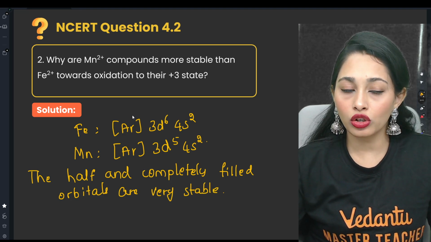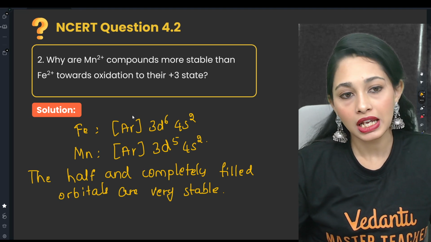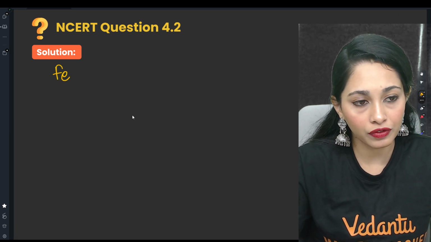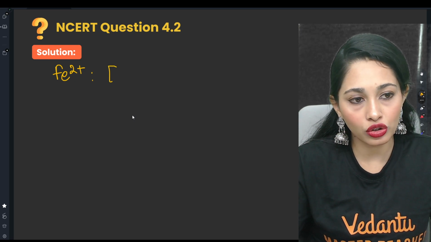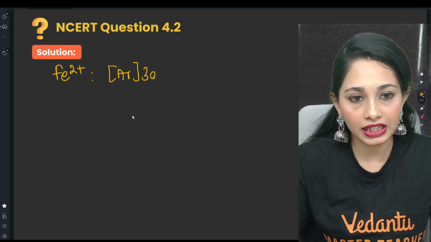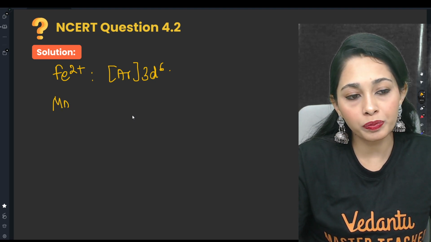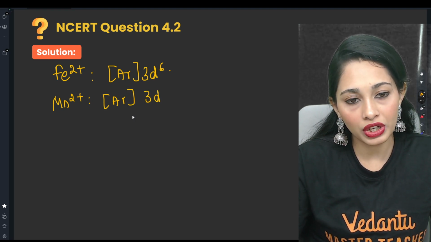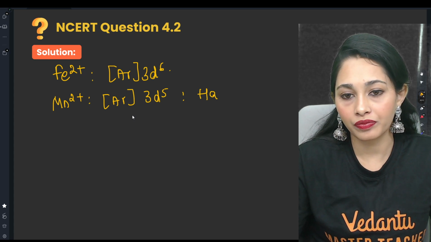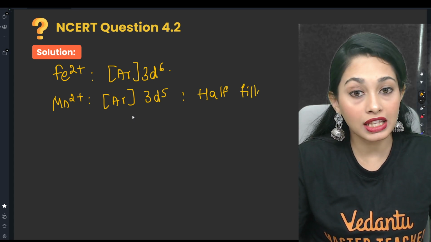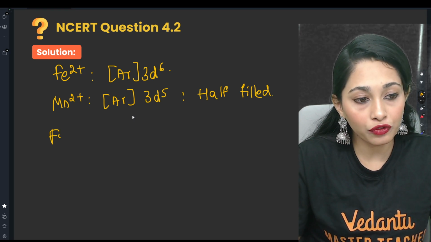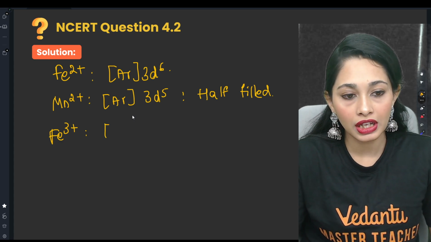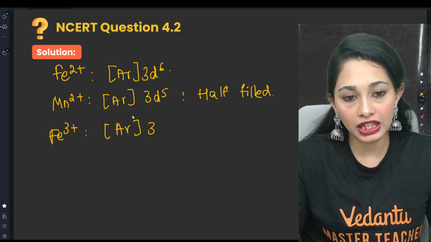Now look at the electronic configuration of Fe2+ and Mn2+ ions. If we talk about Fe2+, then the electronic configuration will be argon 3d6, and Mn2+ is going to be argon 3d5. So here this is half filled, hence it is more stable. And the electronic configuration of the Fe3+ ion is going to be argon 3d5.